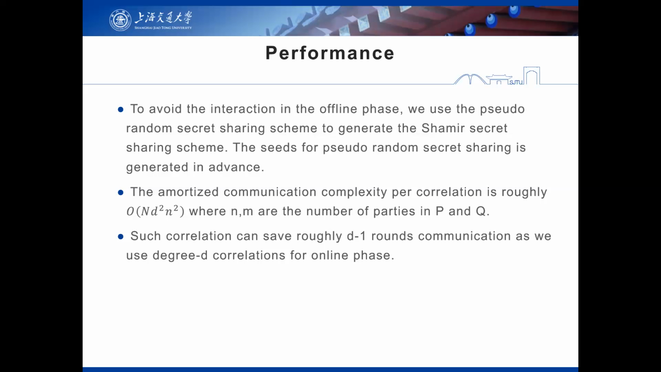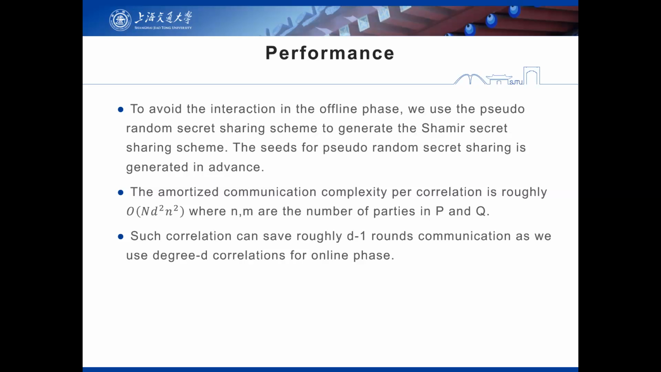It's quite a standard process in the non-interactive MPC protocol. So here I just omitted this part, and then the amortized communication complexity per correlation is roughly n d square n square, where N is the number of online parties, D square is the degree D correlation cost, and the small n is the number of parties in the offline phase.